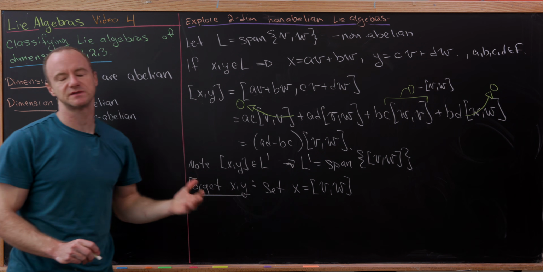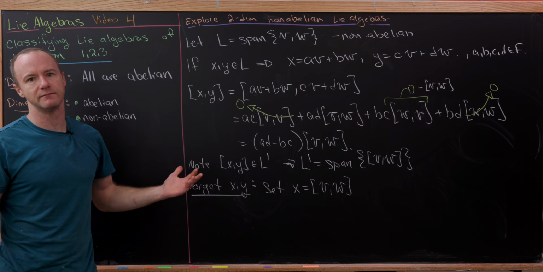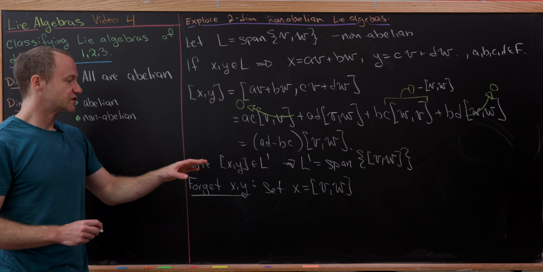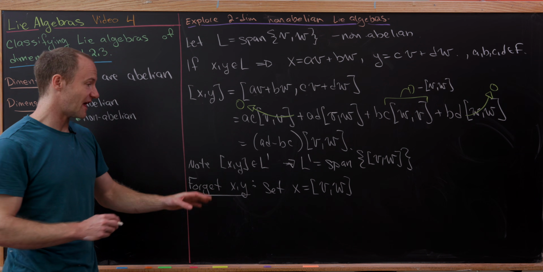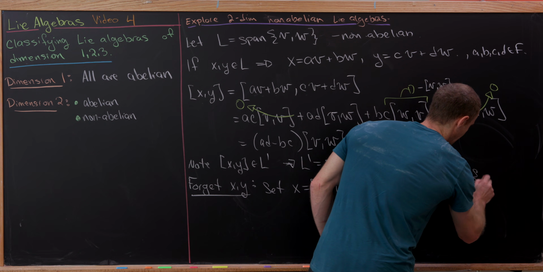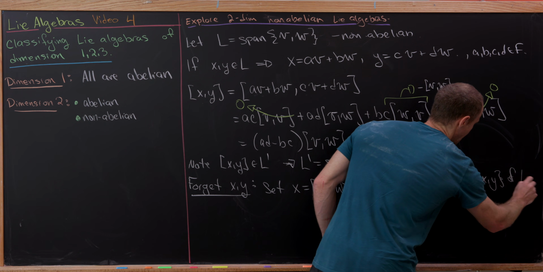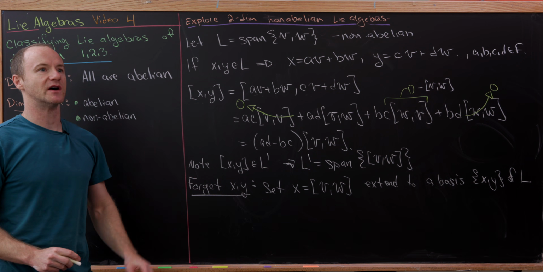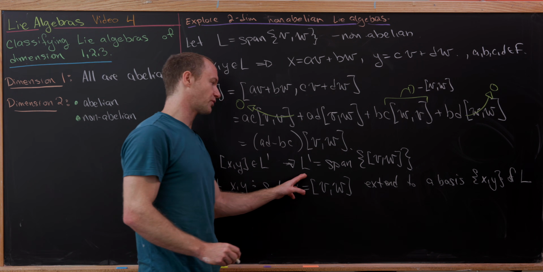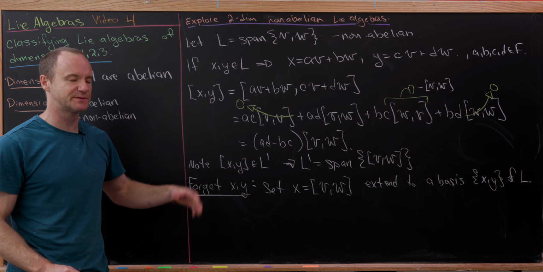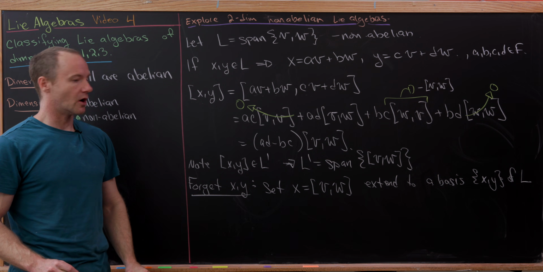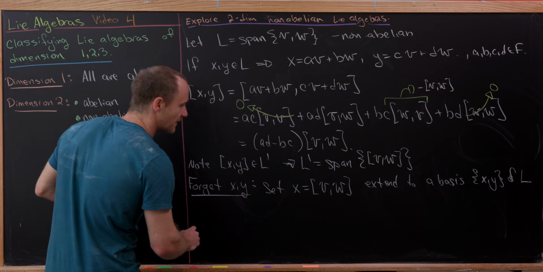And since V and W span the whole vector space, that means that this has to be non-zero. If it were zero, we would have an abelian Lie algebra. Okay, so we're setting X equal to that bracket, and then we're going to extend to a basis X, Y of L. So anytime you have a basis for a subspace, which we do here, X is a basis for L prime, we can extend a basis for a subspace to a basis of the whole space. That's like a fact from linear algebra.